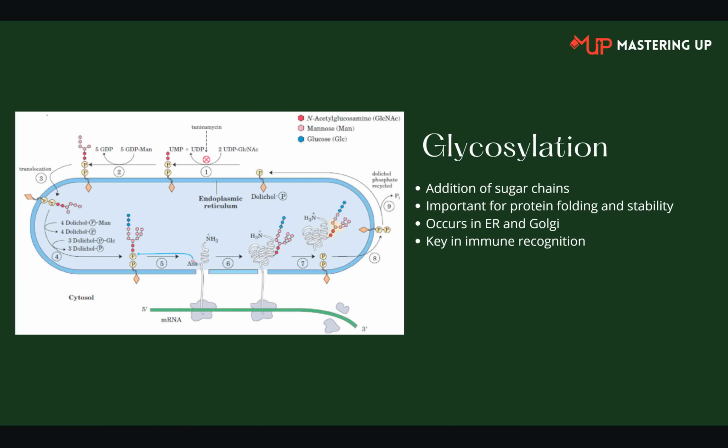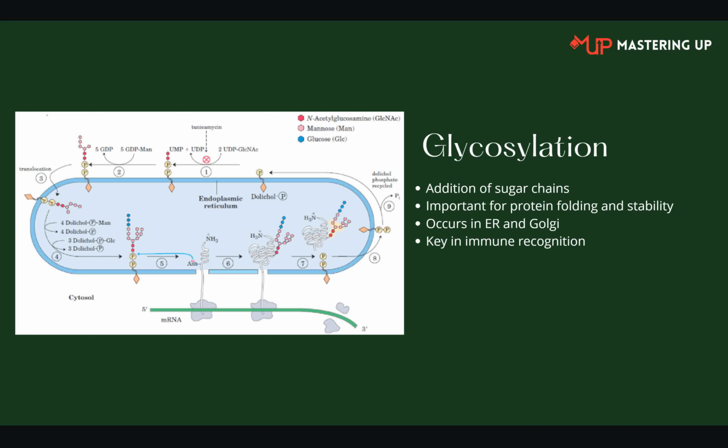Next is glycosylation, where sugar chains are added to proteins. This modification is important for proper folding and also to maintain stability in many proteins, particularly those that are secreted from the cell or embedded in the membrane. Glycosylation also plays a key role in immune system recognition, allowing our body to distinguish its own cells from foreign invaders.